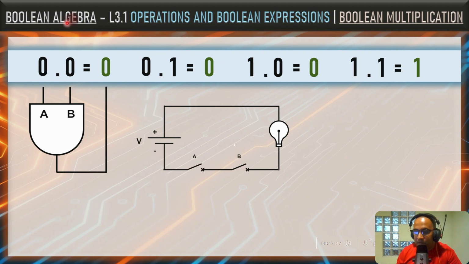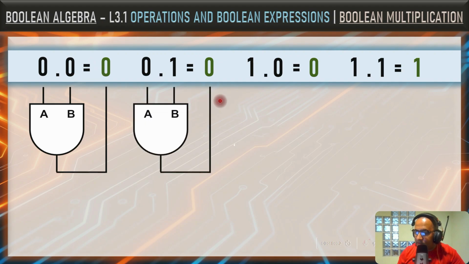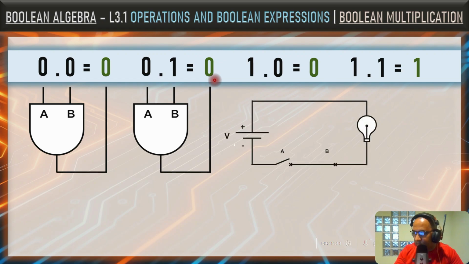So let's analyze the first case. 0 times 0 equals 0. That is switch A off and switch B also off. The current tries to flow, but the first switch is off, so the lamp never turns on. So the output is 0. And that's why 0 times 0 equals 0. Next case, 0 times 1 equals 0. Let's visualize the circuit. Even though B is on, A is off. The current cannot pass through the first switch. Result, output 0. That is, lamp off.